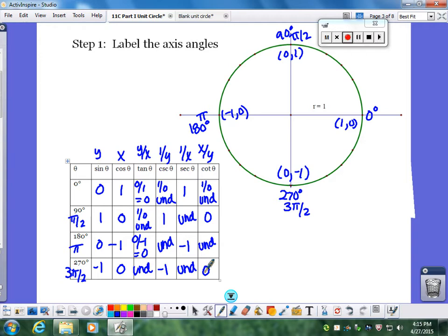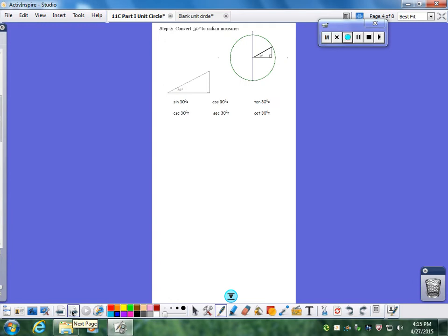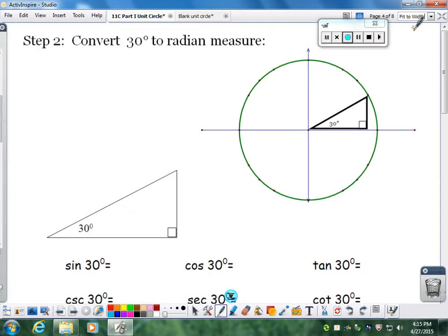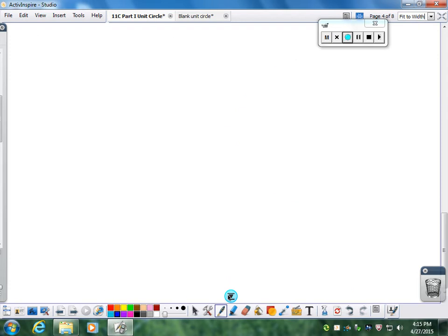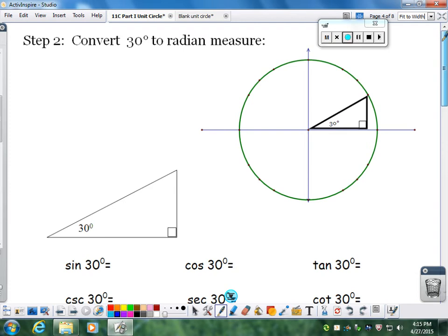Now we're going to add our 3 special family members. So first of all, we're going to look at our 30-degree family. Alright, so what is 30 degrees in radians? Well, 30 degrees in radians is pi over 6. So we need to know it also in radians.